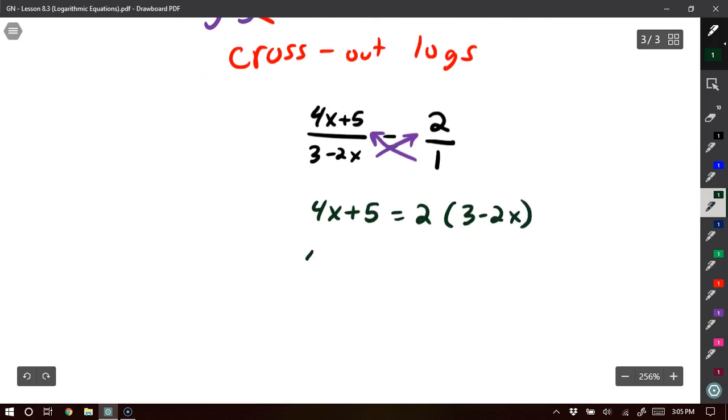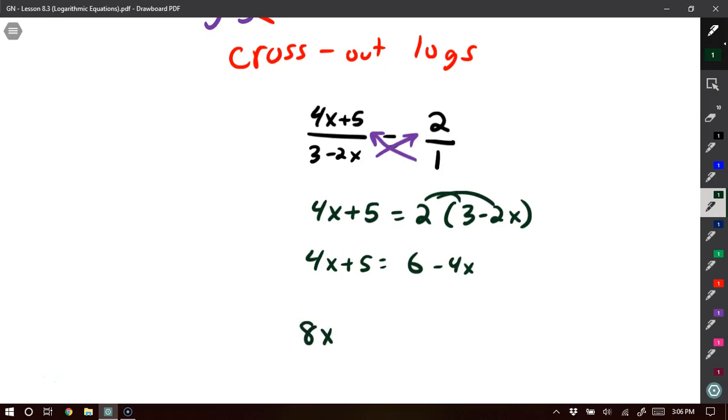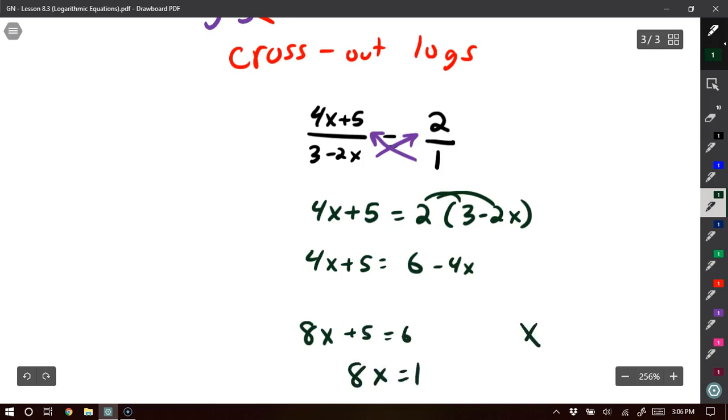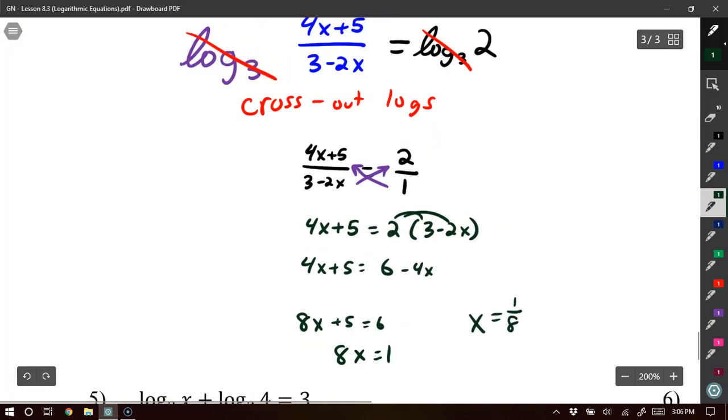Now I can just solve this. Keep that left side, 4x plus 5. Distribute the 2, 6 minus 4x. See, I would add that 4x, and then I would subtract the 5. So I get 8x equals 1. So x equals 1/8.